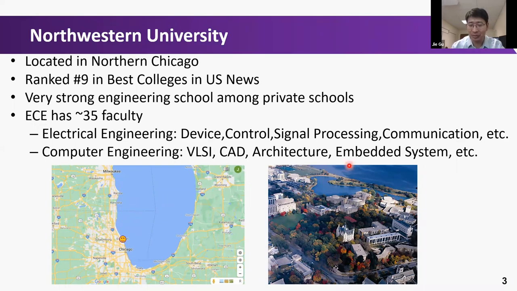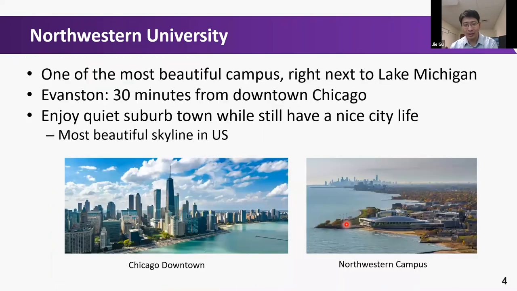On the right side is a picture of our campus. We actually have a very nice campus here. You can see we're located right next to Lake Michigan. So we have a very nice lake view here. Just as I mentioned, we have one of the most beautiful campuses in the US. And we are in a town called Evanston, which is about 30 minutes north of downtown Chicago. So we can enjoy a pretty quiet suburban neighborhood to stay with our school, study, and do research. At the same time, we can have a nice city life if you prefer. So here I show some pictures. On the right, this is our campus. We can see the skyline of downtown Chicago. So we have a very beautiful campus.